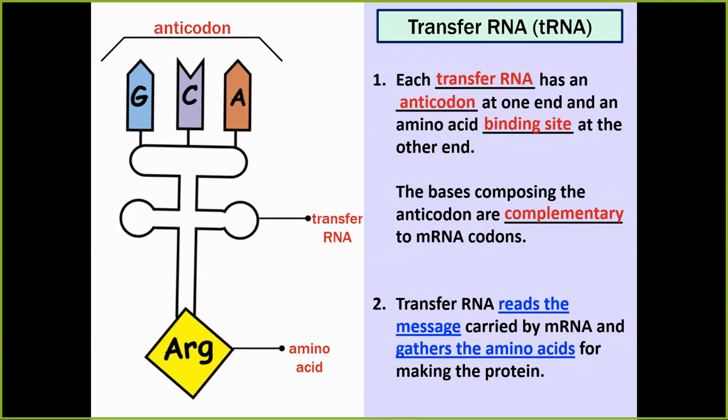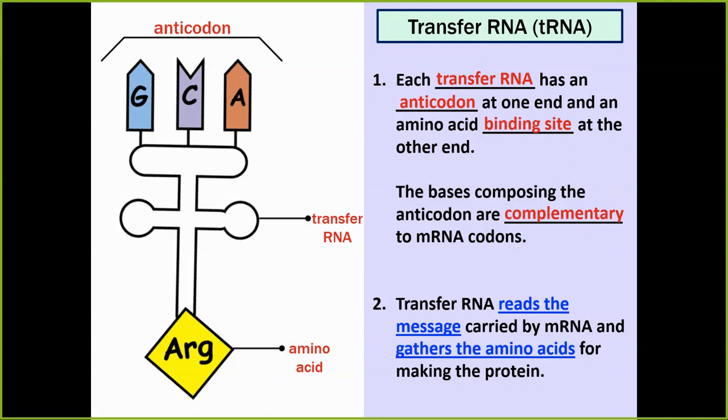Now, the bases on the anticodon are complementary to the mRNA. So remember when we talked about DNA and then it has a second strand and it's complementary? They weren't identical. It was like peanut butter and jelly. You already kind of know which ones go together. So the anticodon is the complementary bases that match to the mRNA. The transfer RNA basically then reads the message of mRNA and goes and gets the specific amino acid that it needs at that time.